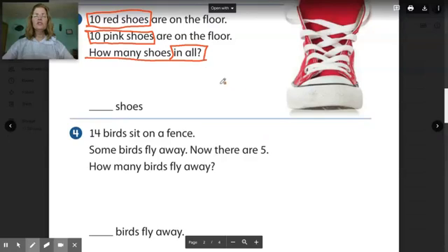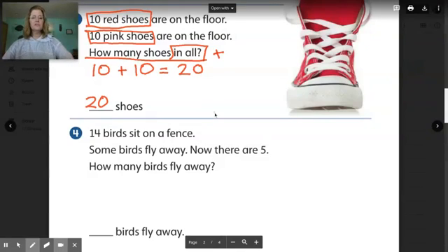If we're counting shoes in all, are we going to add them all up or are we going to subtract them? Yep, we're going to add them. So my number sentence is 10 red shoes plus 10 pink shoes. And I hope you see that 10 is a double. And 10 plus 10 is 20. 2 tens is 20. But you could also draw a picture. You could totally draw a picture.